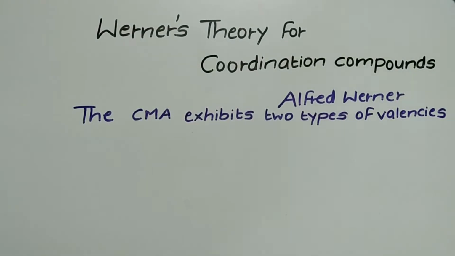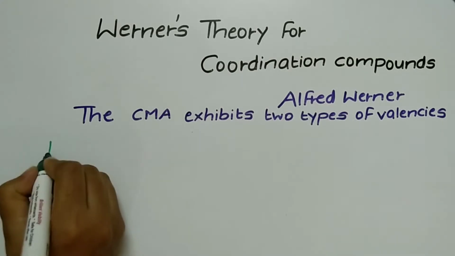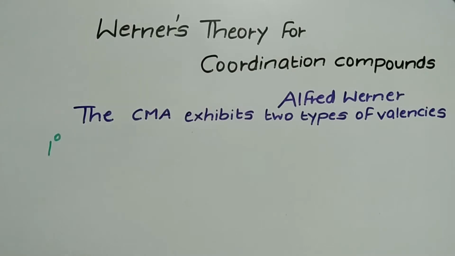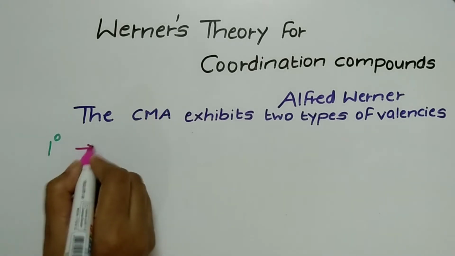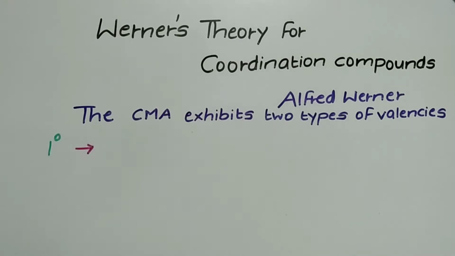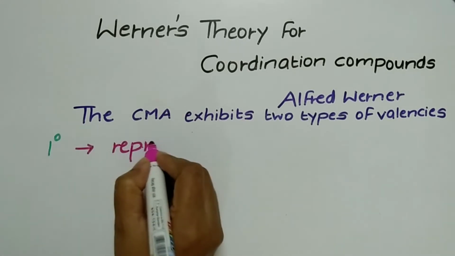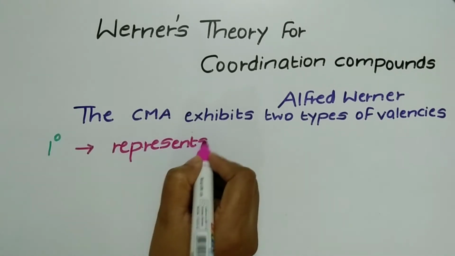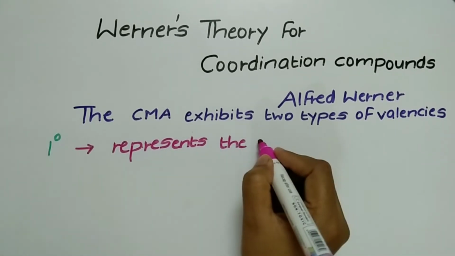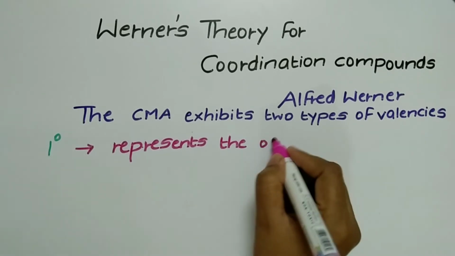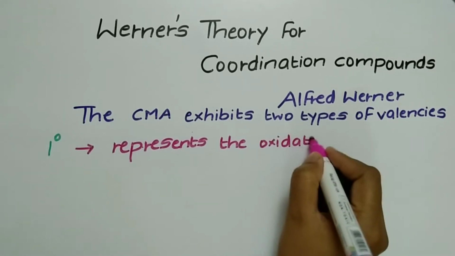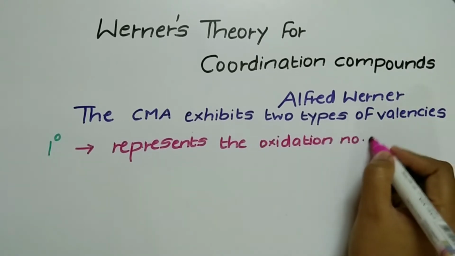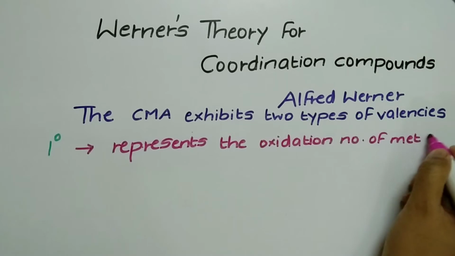So what type of valencies? That is primary and secondary valency. One is primary, one is secondary. Let's see what it is. Primary valency represents the oxidation number of the metal, that is, the central metal atom.